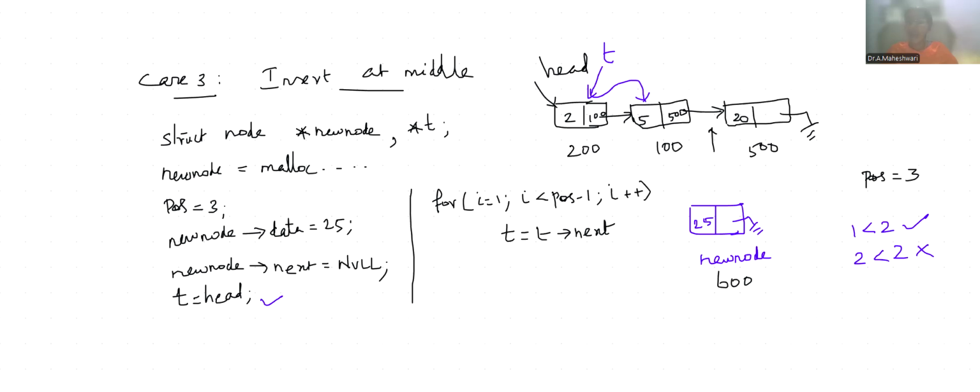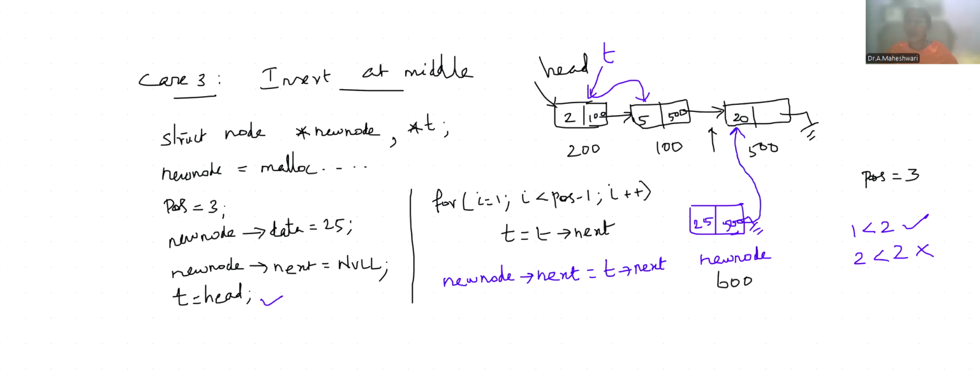Okay. So how can I take this 500 to this place using my traversing pointer? Easily I can take it. This place only my T is pointed, right? So 500 I can access as T of next. So new node of next is equal to T of next. Here 500 is placed. That means this pointer is pointed to the last node, the third position node.